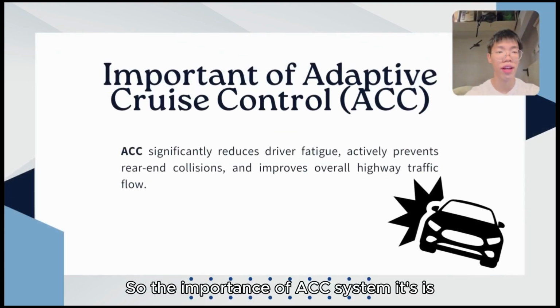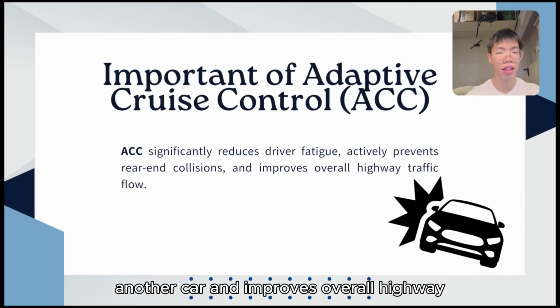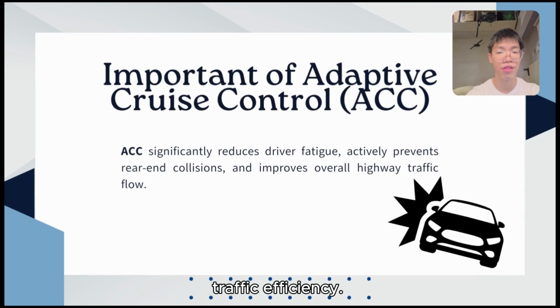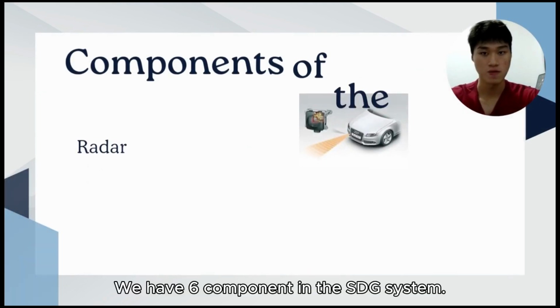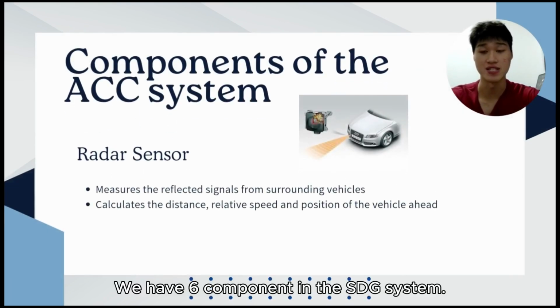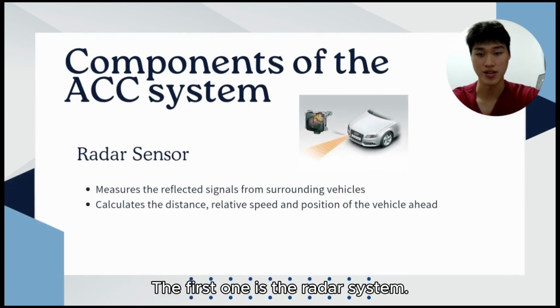So the importance of the ACC system is that it significantly reduces driver fatigue, prevents collision with another car, and improves overall highway traffic efficiency. We have 6 components in the ACC system. The first one is the radar system.